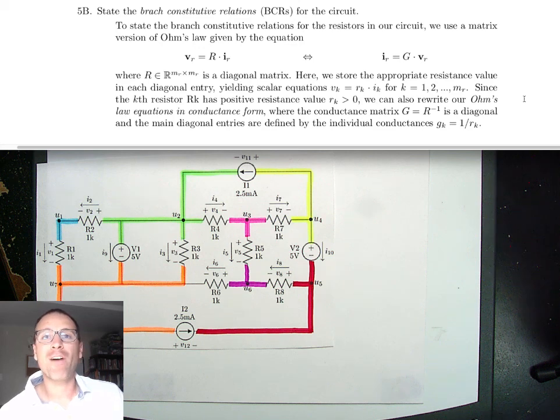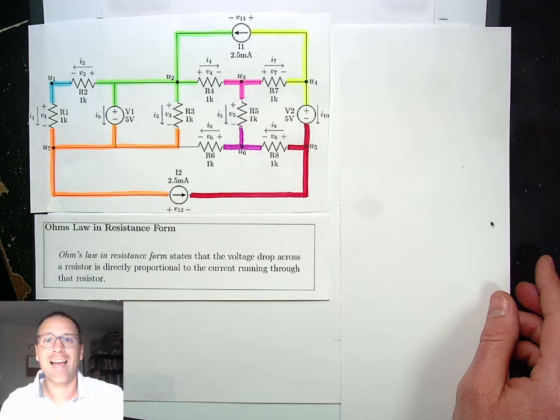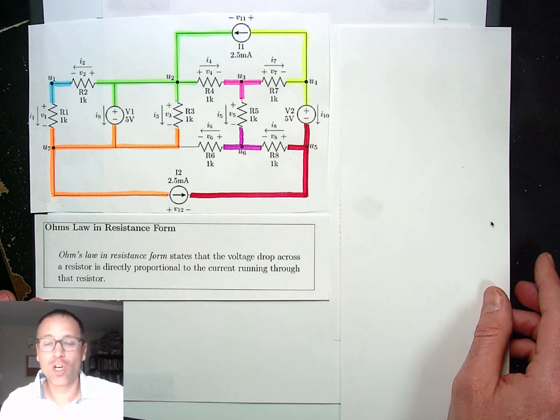Let's go on to step 5b, the second substep of step 5, which is to state the branch constitutive relations, the BCRs for the circuit. In this case, the only element type that has a noteworthy branch constitutive relation is resistors. And we say that the BCR for the resistors is called Ohm's law.